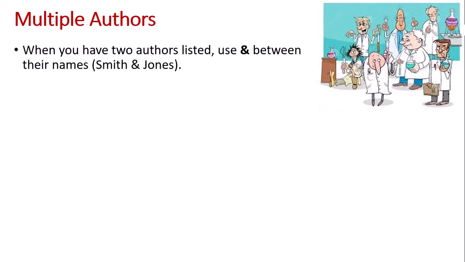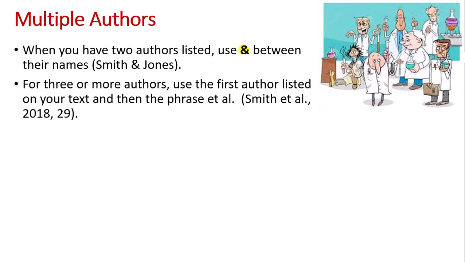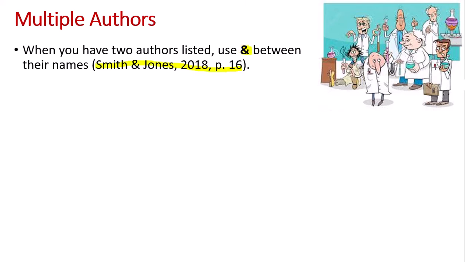So if you have just two authors, you use this little and. This is called an ampersand. That little symbol for and in between their names, Smith and Jones. If you have three or more authors, sorry, I just went back to correct. I had a little mistake there. So it's Smith and Jones, 2018, page 16. The ampersand in between their names.